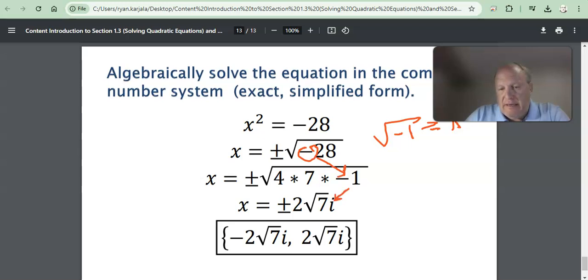Notice how it's on the outside. And then you have 28, which is 4 times 7. The reason you pick 4 times 7 is because the square root of 4 is 2. And don't forget your plus or minus. So you have 2 square root of 7 i. Now the 7 stays underneath the radical because it doesn't have a square root. So this is your solution set.